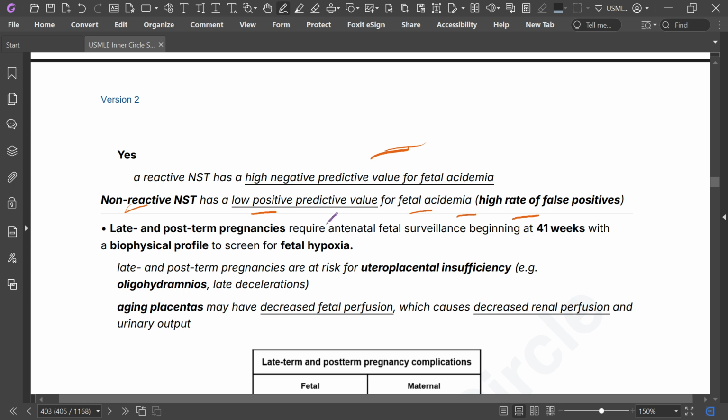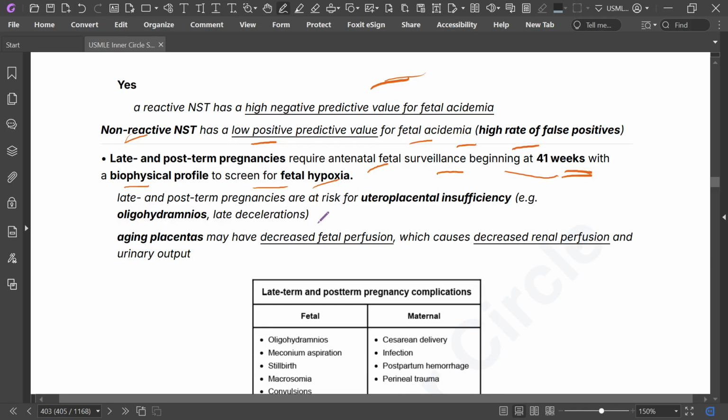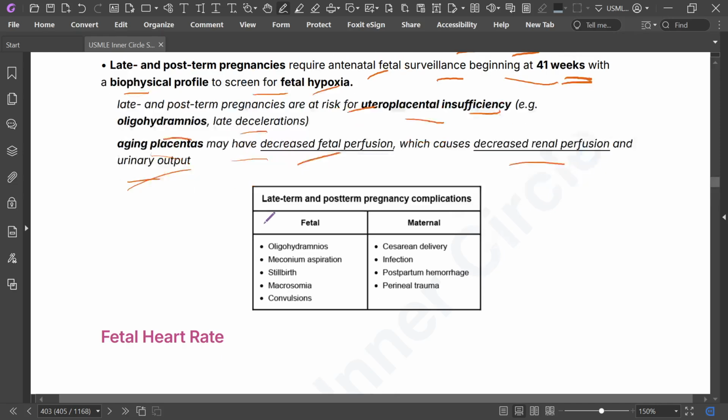Late-term and post-term pregnancy require antenatal fetal surveillance beginning at 41 weeks, with a biophysical profile to screen for fetal hypoxia. Late-term and post-term pregnancies are at risk for uteroplacental insufficiency, oligohydramnios, and late decelerations. Aging placentas may have decreased fetal perfusion, which causes decreased urinary output.